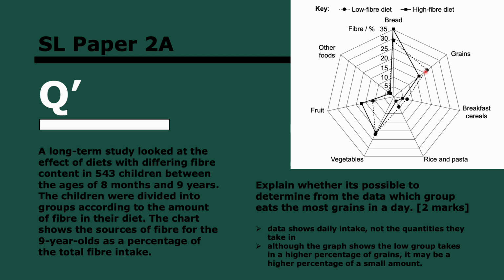But you could be fooled, right? In most cases, you might be right. But if, say, for example, the high fiber diet is eating way more food overall, right? Even though it's less of a percentage, they could be eating more grains than the low fiber group, if that makes sense.